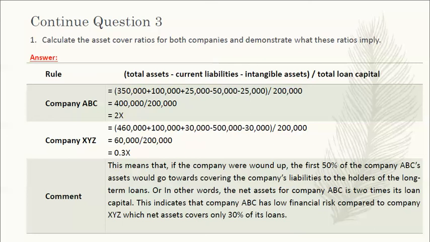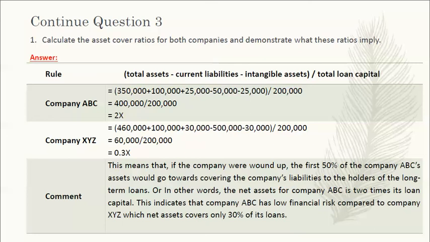First, I write the rule. The rule for the asset cover ratio is total assets minus current liabilities minus intangible assets, over total loan capital. Okay, that is the rule of the asset cover ratio: total assets minus current liabilities minus intangible assets over total loan capital.